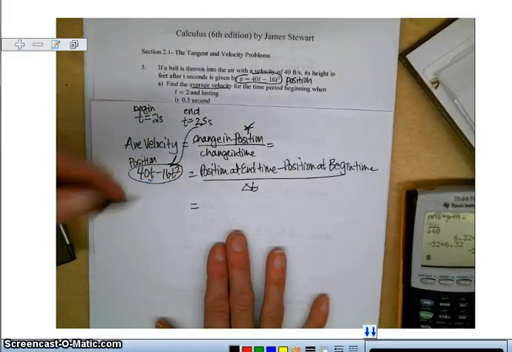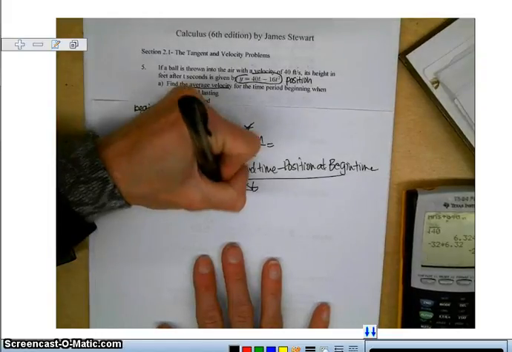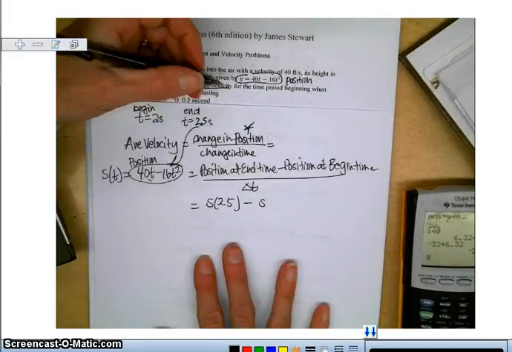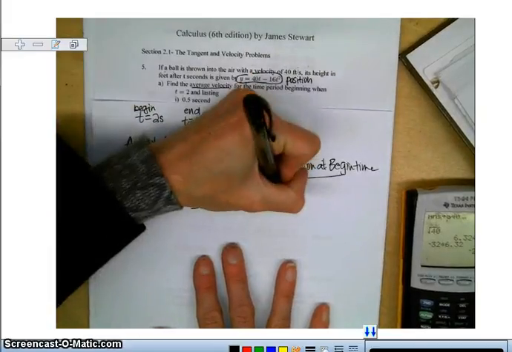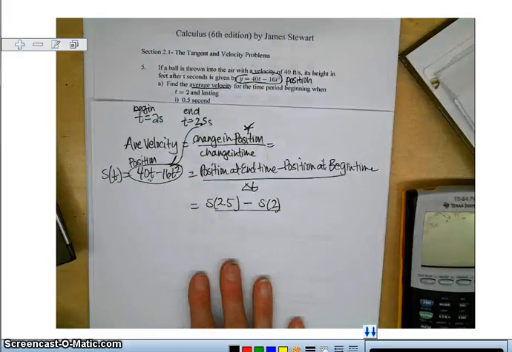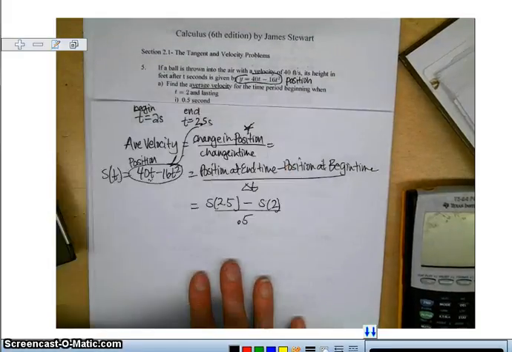So if we called the position function s of t instead of y, we'd be finding s of 2.5 minus s of, what's the beginning time? 2. And what amount of time has passed? What's the change in time? 0.5. A half a second has gone by between 2 seconds and 2.5 seconds.